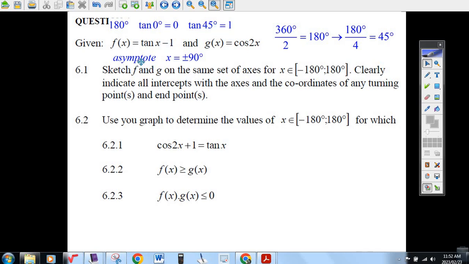The other thing that is really important, the basic thing with tangents, is they have asymptotes. The function approaches this line but never touches it. One is x equals 90 degrees and the other is x equals minus 90 degrees. Well, let's just see how we'd sketch that. Now that's the tan x part. This minus 1 means everything is shifted down 1.